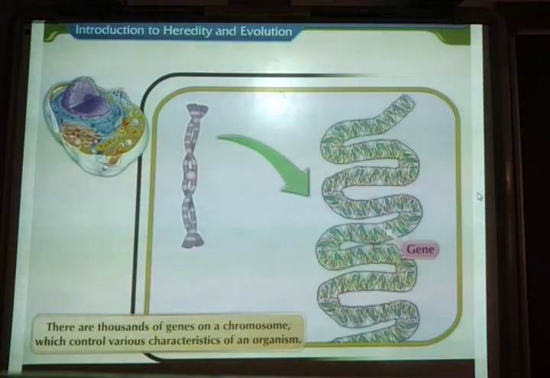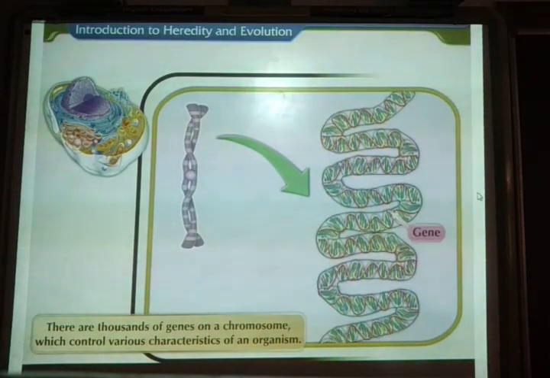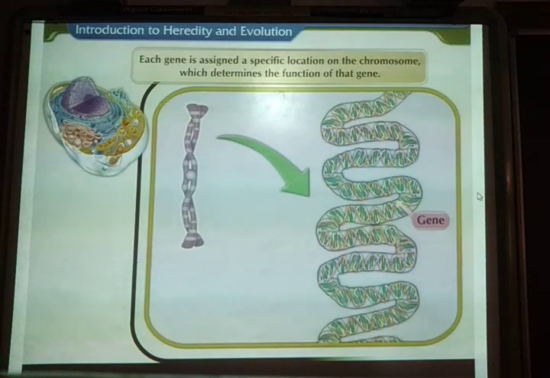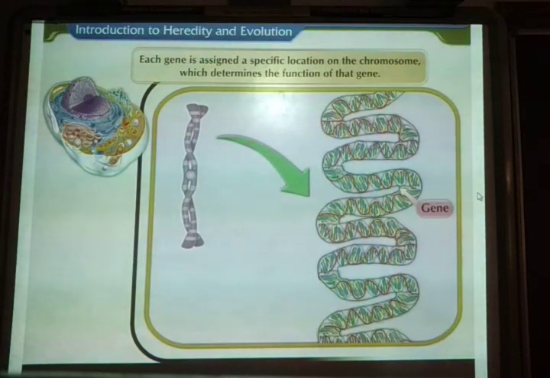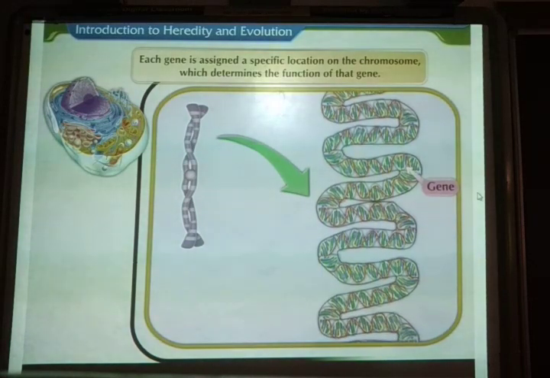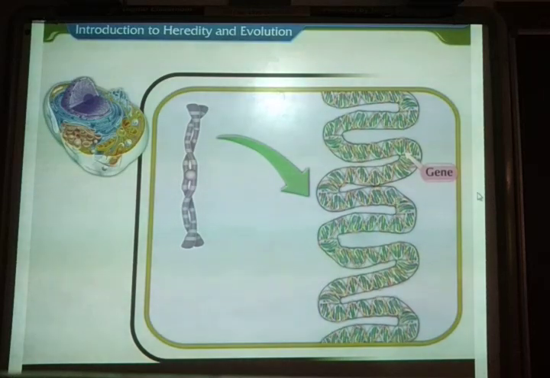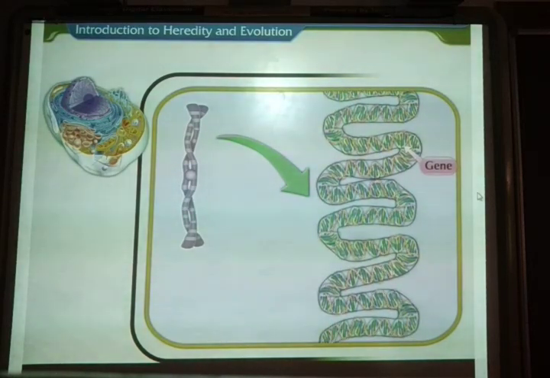There are thousands of genes on a chromosome which control various characteristics of an organism. Each gene is assigned a specific location on the chromosome which eventually determines the function of that gene. Now let us understand the mechanism of gene function with the help of an activity.